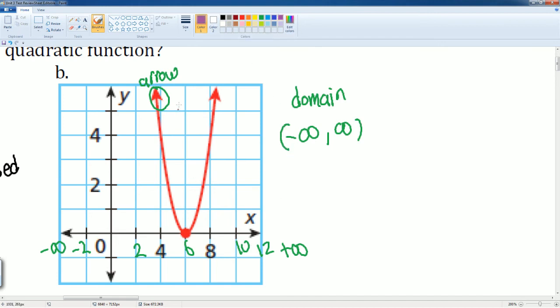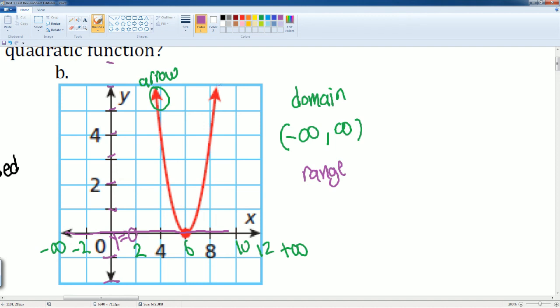Next, we want to look at the range. The range is going to be the y value that you look down all the way up. If we look down, do we start here? No. Do we start here? No. We start here when y is equal to 0. So y equals 0 here, and we go all the way up. 1, 2, 3, 4, 5, 6, 7.